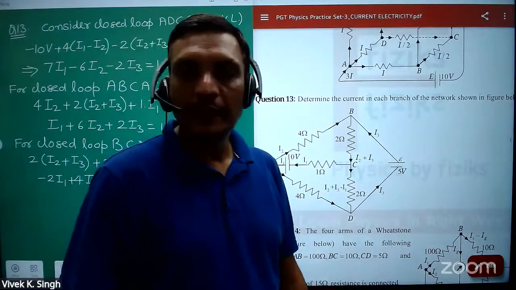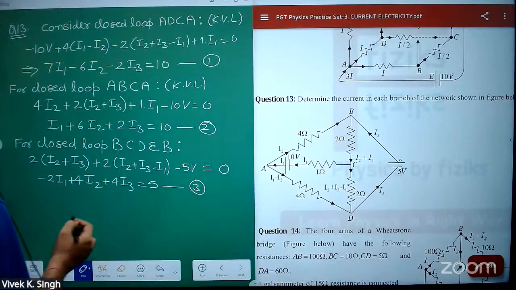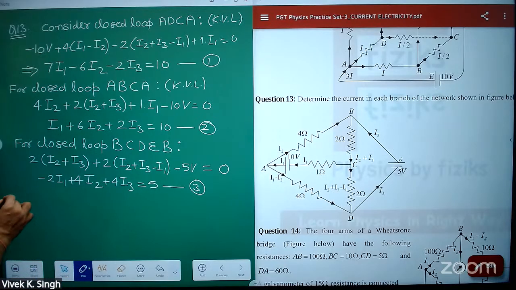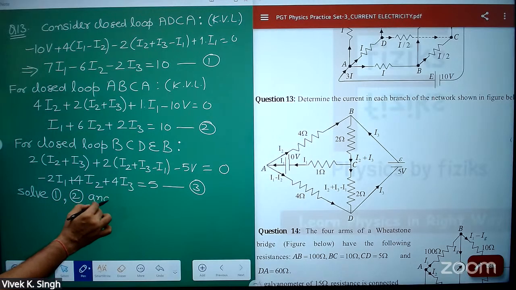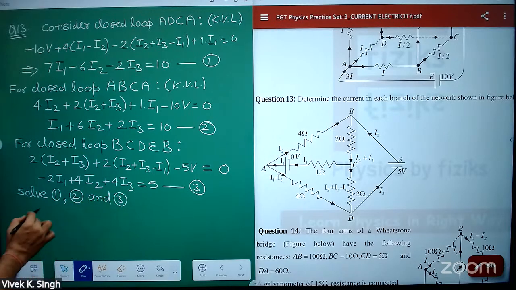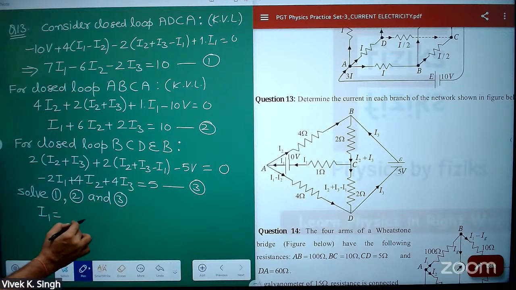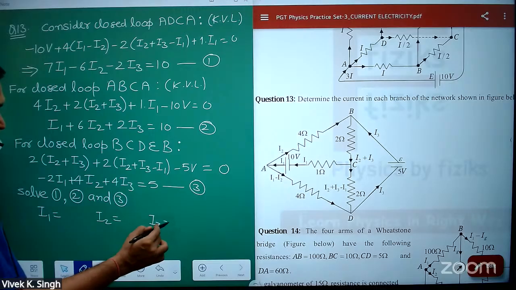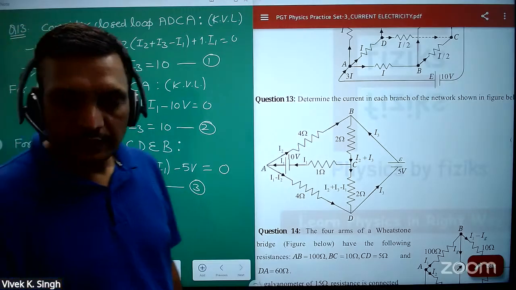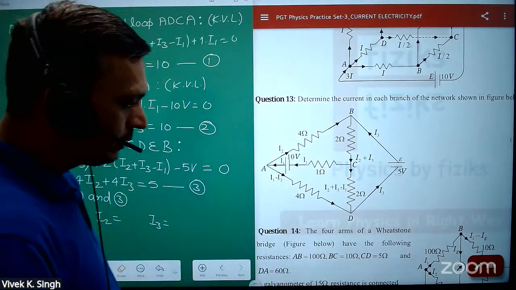Now it's a matter of calculation. You have to solve equations 1, 2, and 3 for I1, I2, and I3. Let's solve it. Solve 1, 2, and 3 and write down the values of I1, I2, and I3. Take 1 or 2 minutes and try to calculate. Let's calculate this value.